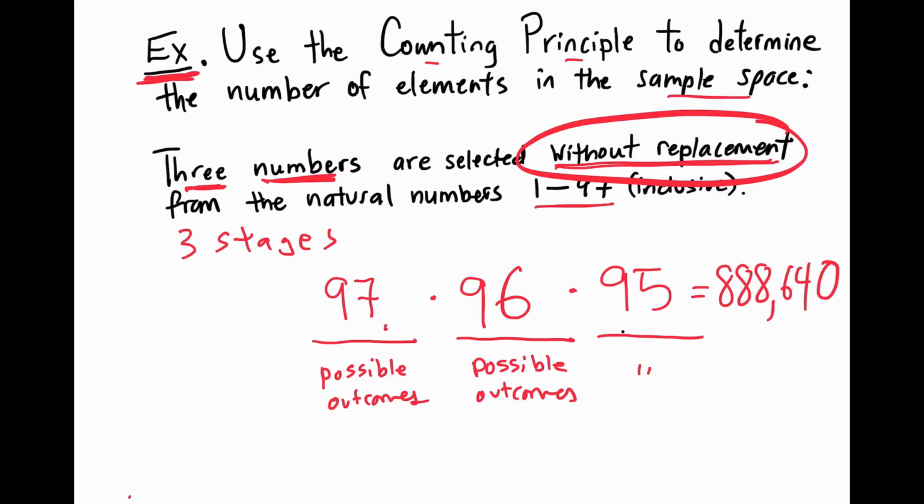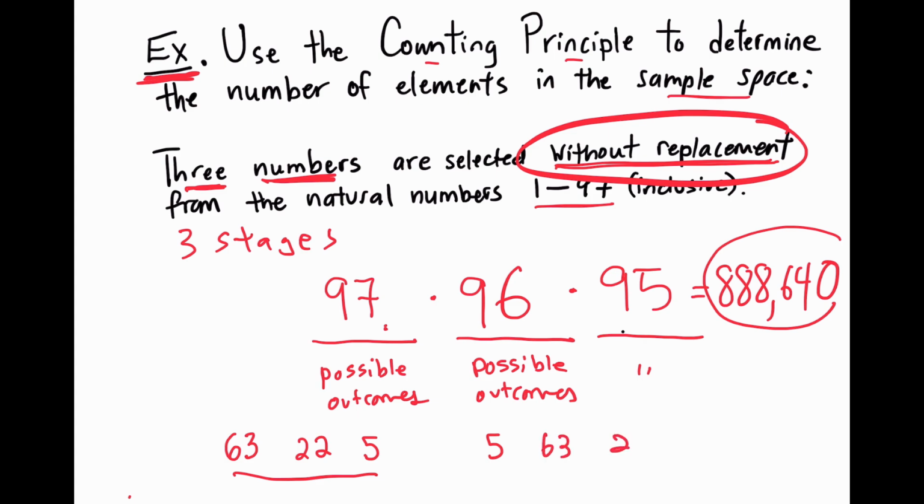And so this is the number of different ways I can draw the three numbers without replacement. And I just want to point out that, for example, one possibility is I could draw 63 first, and then 22, and then maybe the number 5. And I'm assuming order matters, so that I would count this differently from 5, 63, 22. So these would constitute two distinct choices.